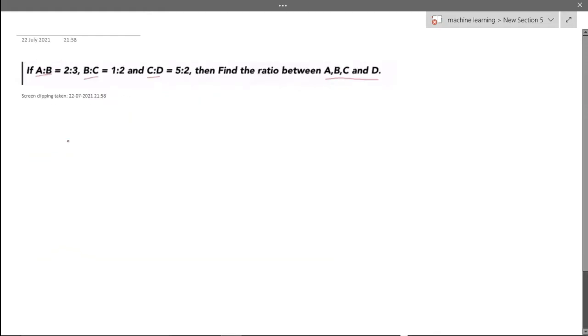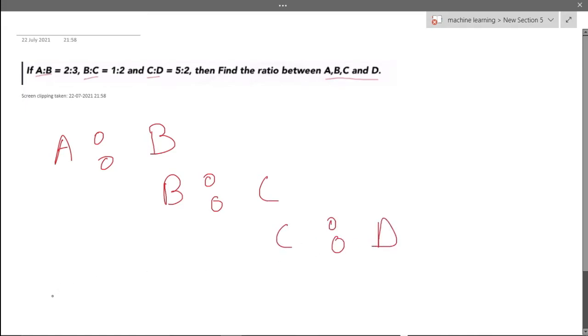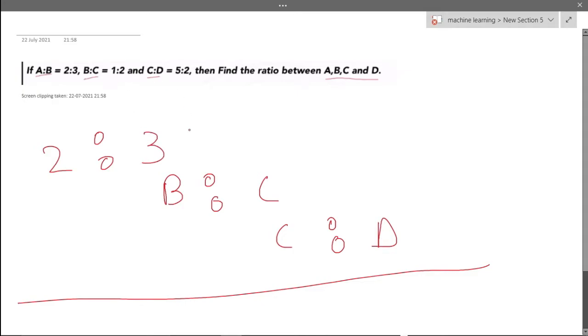In the same method, let us solve the next question with shortcut trick. A is to B given, B is to C given, and C is to D given. We have to find A is to B is to C is to D. Write A is to B, 2 is to 3. Write B is to C, 1 is to 2. Write C is to D, 5 is to 2.